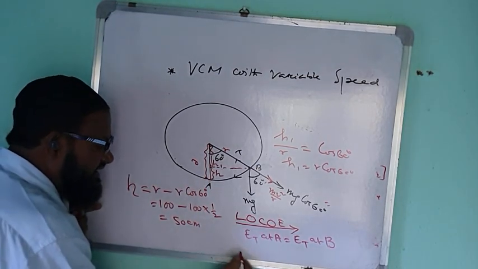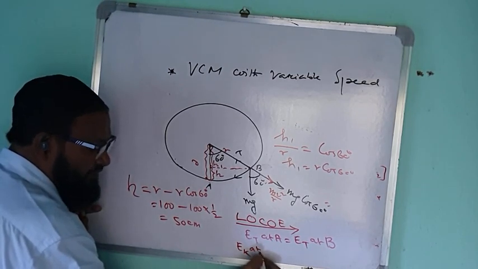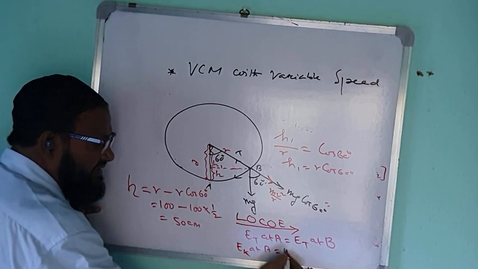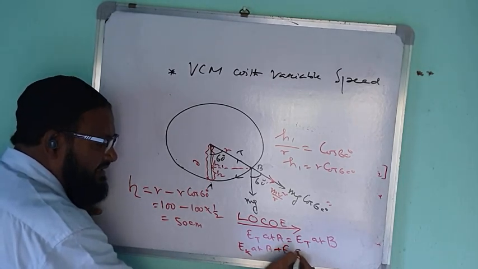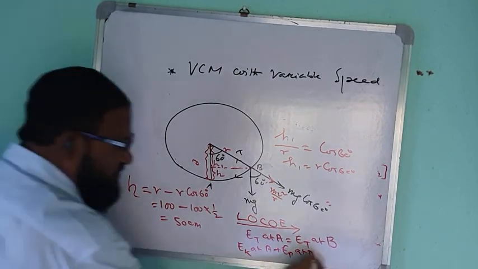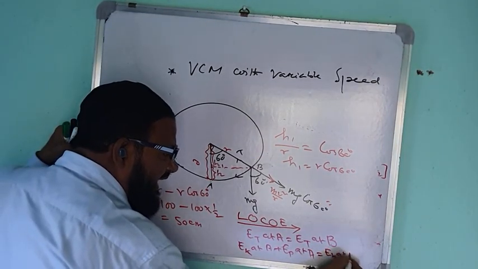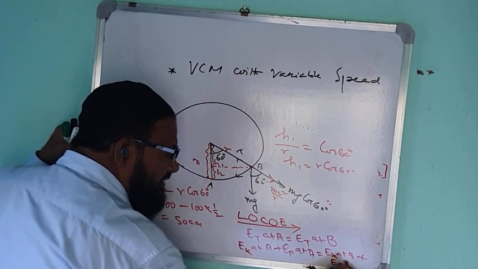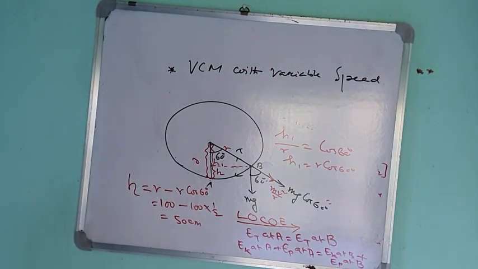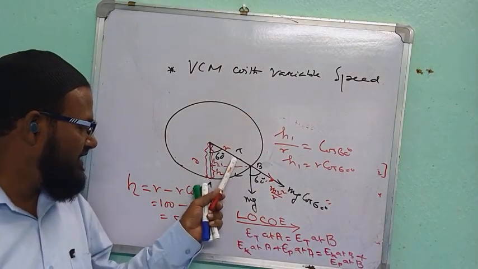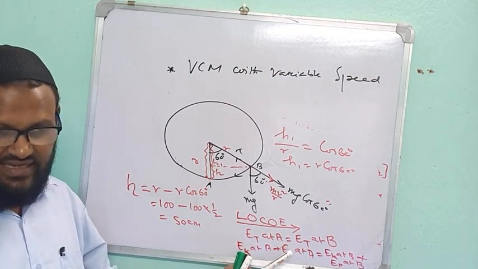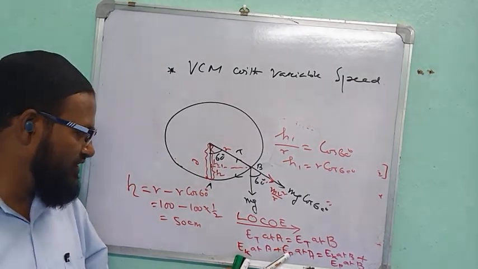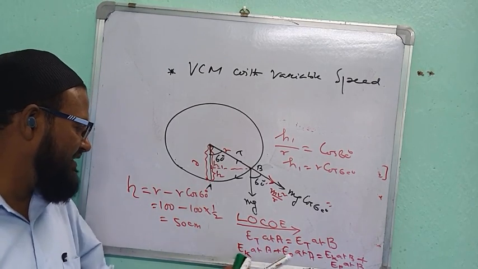What is the total energy at A? This is EK, K for kinetic energy. EK at A plus EP at A equals EK at B plus EP at B. Please write down this. Total energy at A equal to total energy at B. Total energy means kinetic energy and potential energy. This is gravitational potential energy, not elastic potential energy, not magnetic potential energy, not electrostatic potential energy.